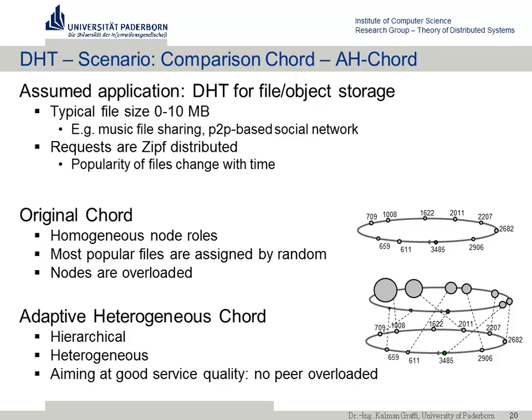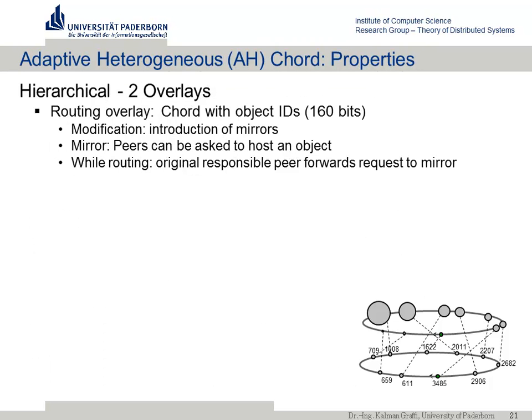Heterogeneous is a term meaning that we somehow take into account the capacity of the nodes. The main goal is to have no peer overloaded. And we will see how this network is made up. The main point is the hierarchical property.